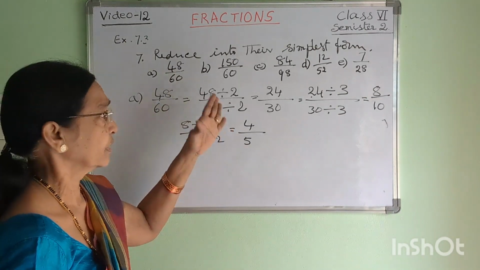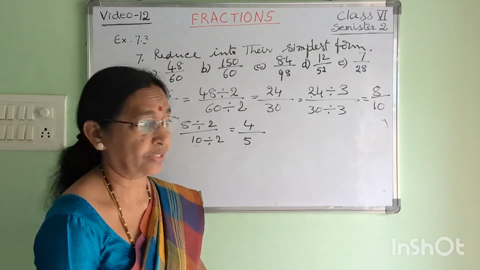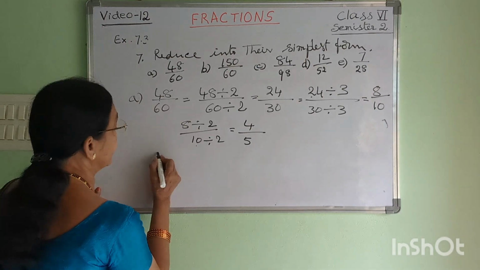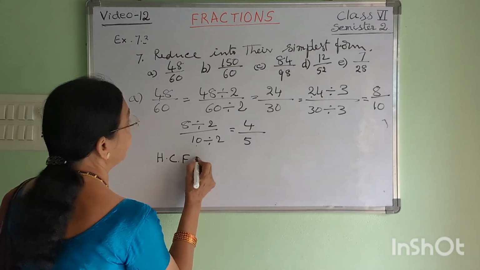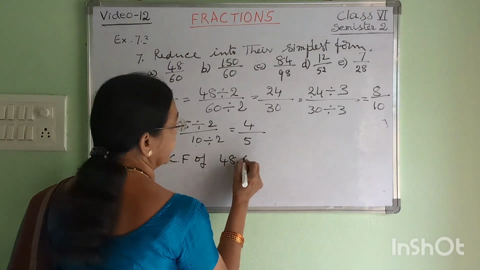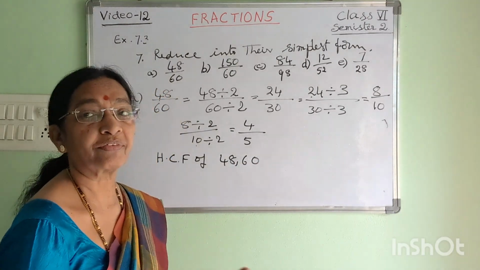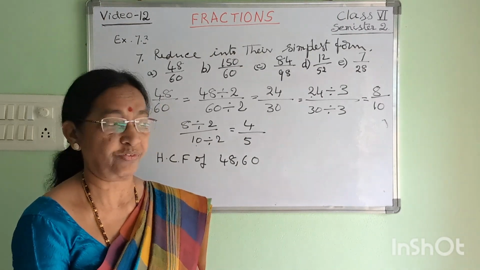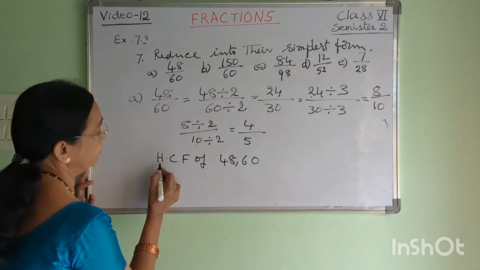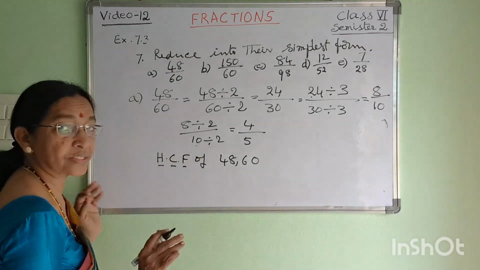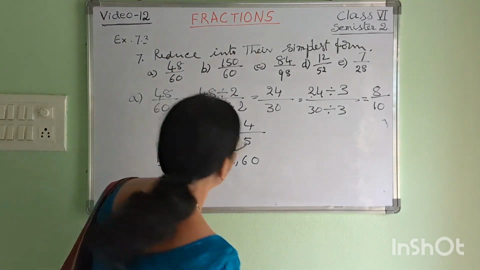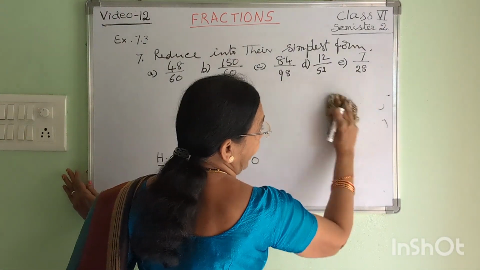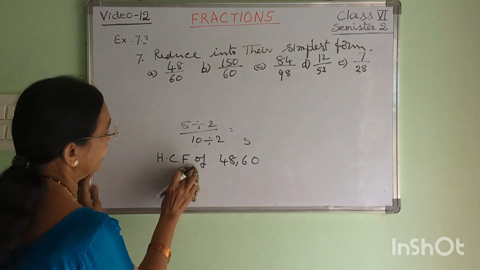This is one method, dividing with their common factors. And there is another method, finding the HCF of 48 and 60 and dividing both the numerator and denominator by the HCF, we get the simplest form of the fraction. HCF, highest common factor. So first we will find the factors, the highest common factor. HCF means highest common factor.